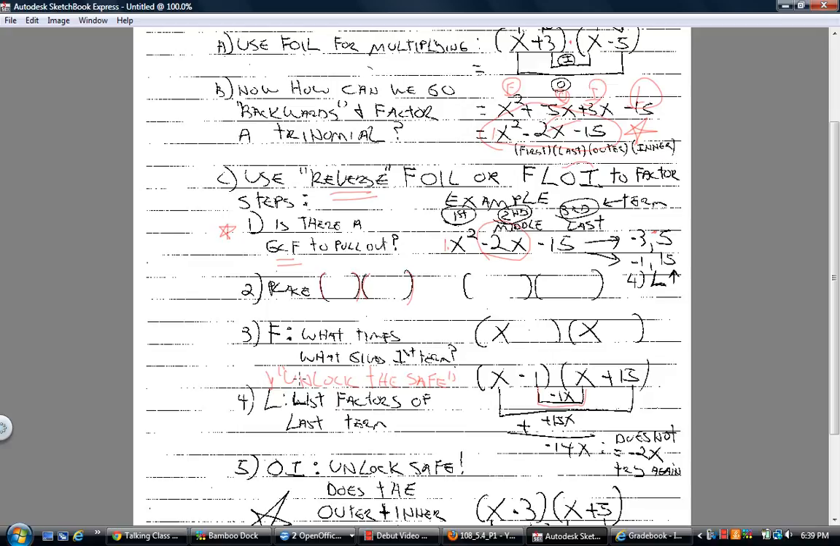So I want you to pretend you're safe crackers here. You need to find the right combination of the third term that when you put them into the slots here, into the second slots, the inner multiplied by the inner and the outer multiplied by the outer will produce the middle term. So therefore you're unlocking the safe.